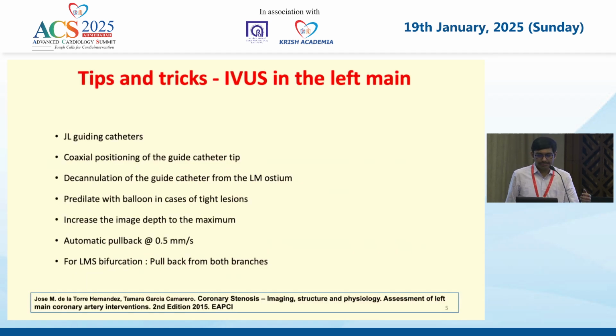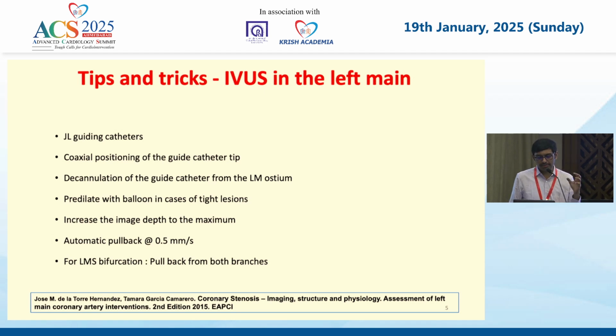And what are the various tips and tricks you use for left main? One, use a non-aggressive guide catheter. Align your catheter coaxially. And if you want to image the left main ostium, it is best practice to disengage when the IVUS catheter is close to your ostium. And always pre-dilate in case of tight lesions, because it takes some time for you to image. It can create ischemia. And it is important to keep your imaging depth to the maximum, so as not to miss any details in case of big left mains.